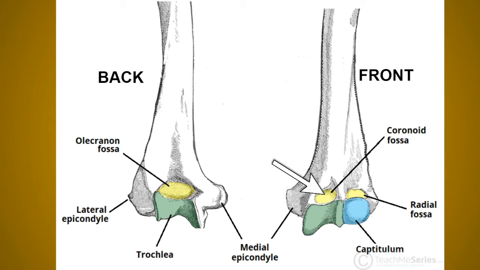Now this coronoid fossa is actually a depression just above the anterior aspect of the trochlea. Okay, anterior aspect of the trochlea, and it accommodates the coronoid process of the ulna when the elbow is flexed. And next is the radial fossa. Now this fossa is actually a depression present just above the anterior aspect of the capitulum, and it basically accommodates the head of the radius when the elbow is flexed. So remember, the coronoid fossa actually accommodates the coronoid process of the ulna when the elbow is flexed, and the radial fossa actually accommodates the head of the radius when the elbow is flexed.